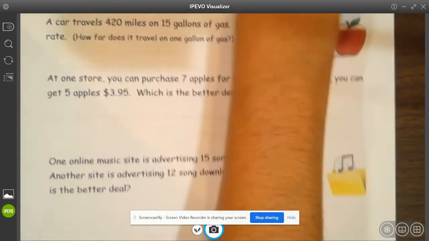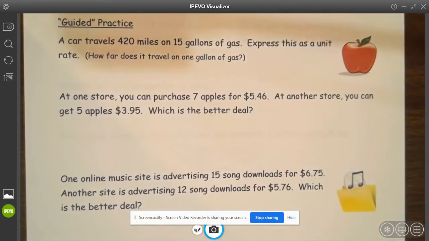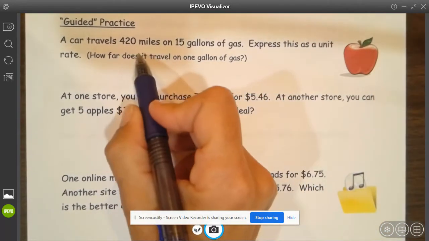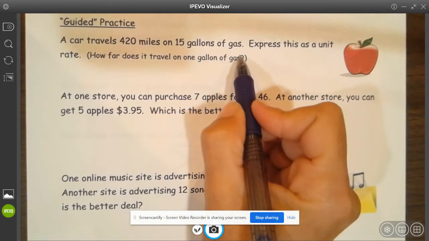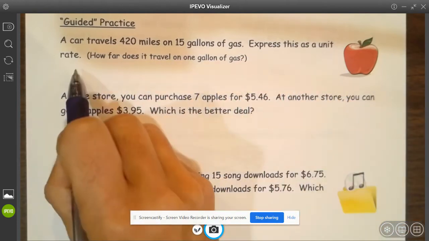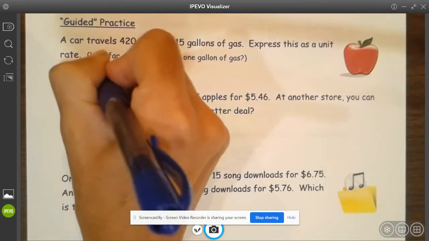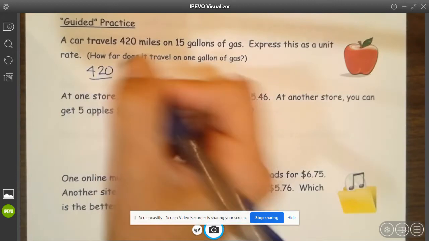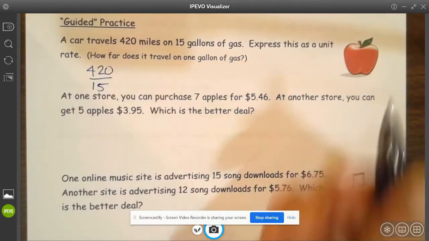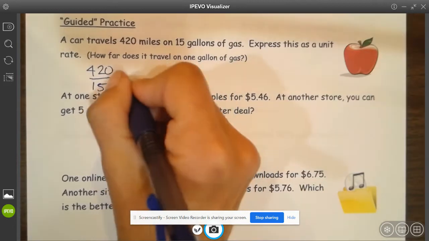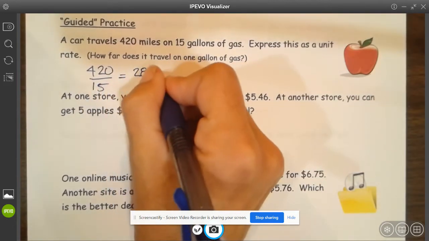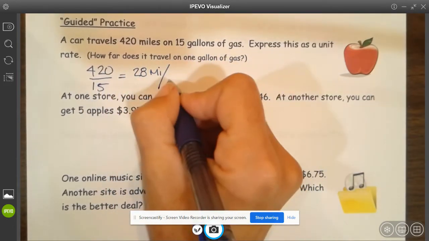All right, let's do another example here. A car travels 420 miles on 15 gallons of gas. Express this as a unit rate. Okay, so 420 and 15 gallons. So you divide 420 divided by 15, and you get 28 miles per 1 gallon.